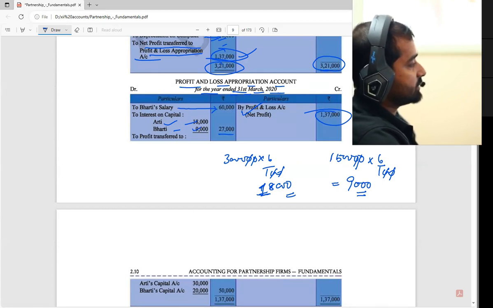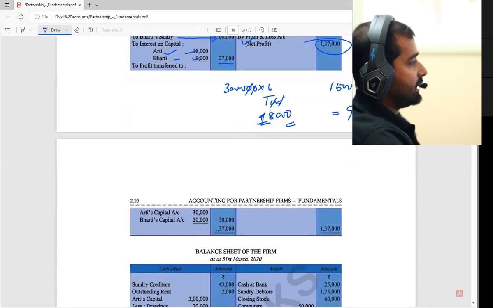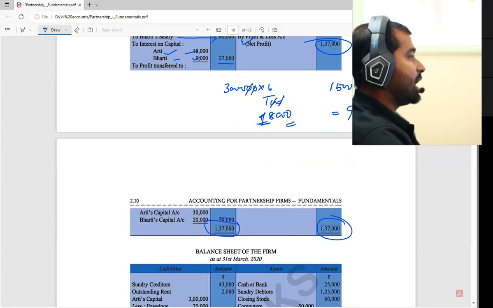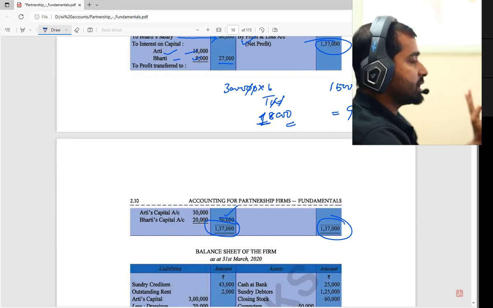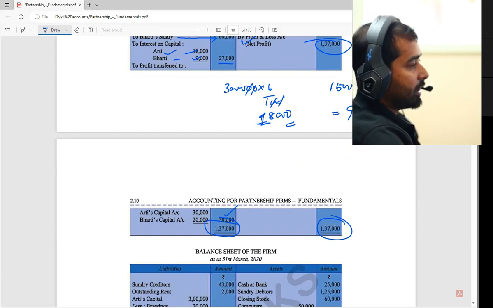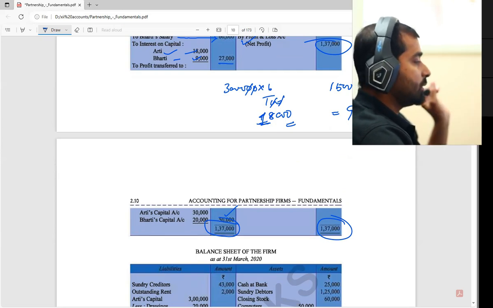Any doubt up to this? No, no. Okay. Now we are doing the tally here, 1,37,000. Now this side is 87,000, because 60,000 plus 27,000 is 87,000. Subtract 87,000 from this, and that will be 50,000. Now see that 50,000 is the appropriation profit, correct? The appropriation account we already made, so this is the appropriation profit.